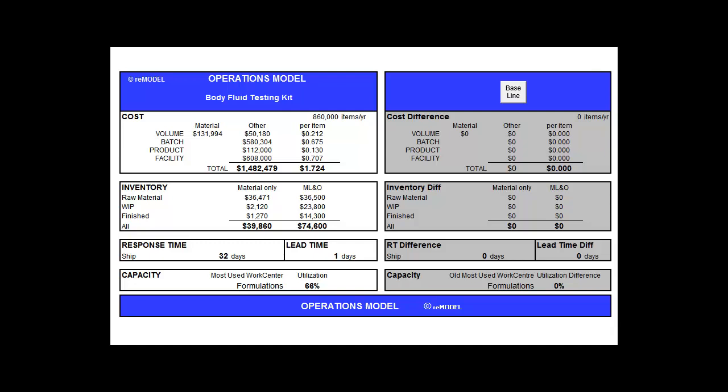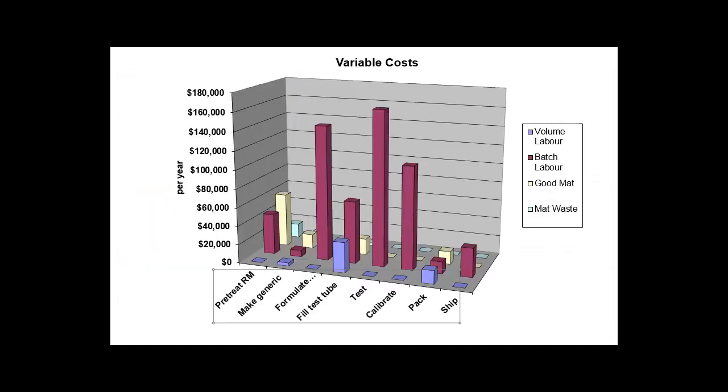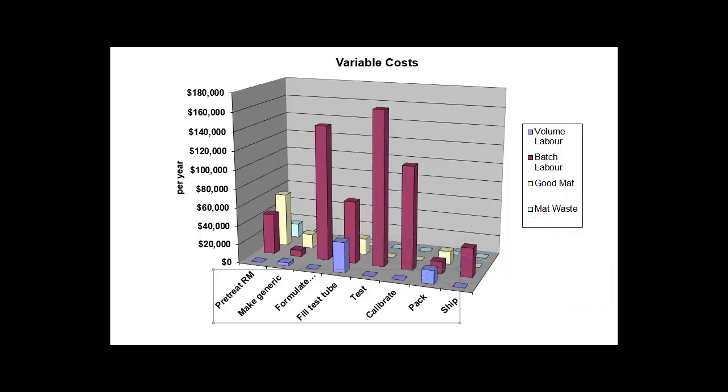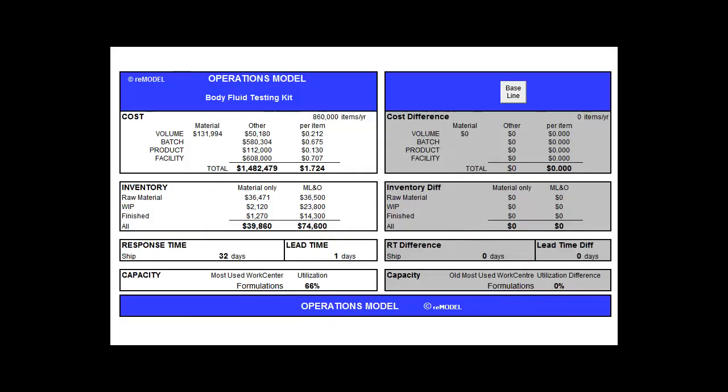Cost first. We can plot the variable cost elements this way in what we call a Manhattan diagram. There are 4 types of cost. We've got volume related labor, which is the blue. There is batch related labor, which is the purple. There is good material, which means the value of the material that ends up in the product that the customer finally gets, which is the yellow. And then there is the wasted material, which is something you've bought but gets wasted somewhere downstream, which is in the green.